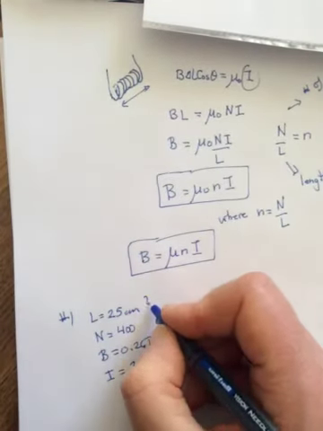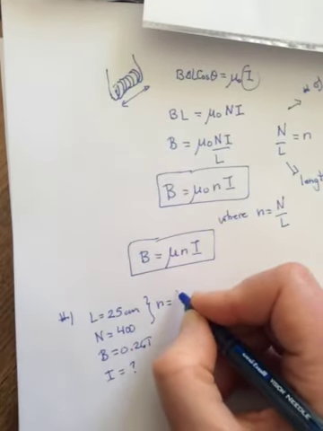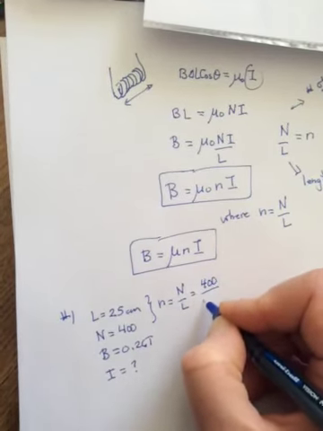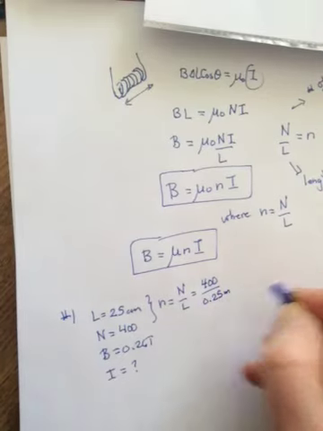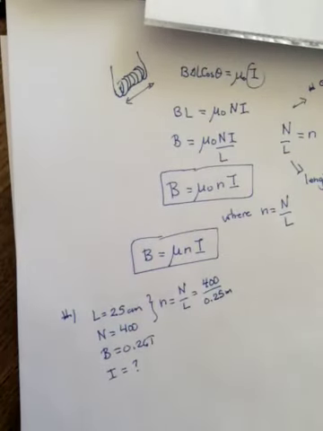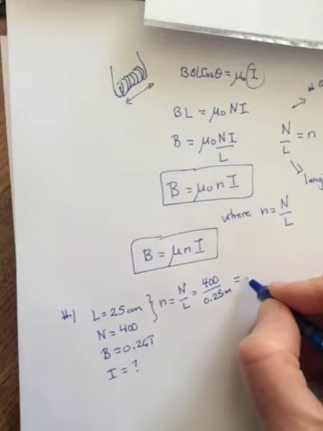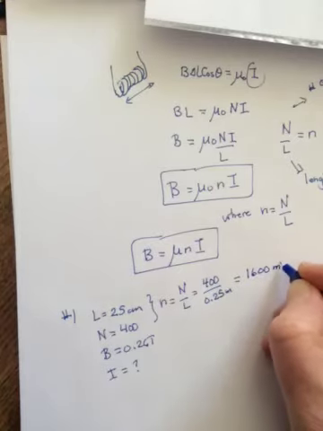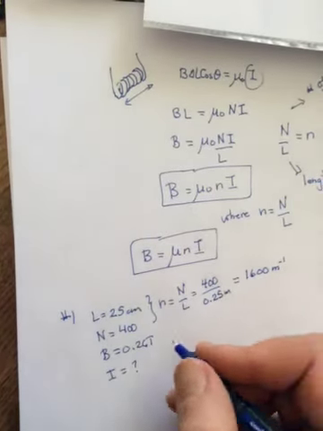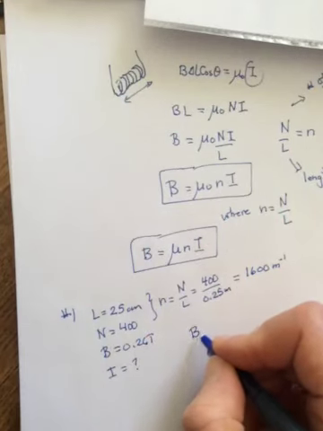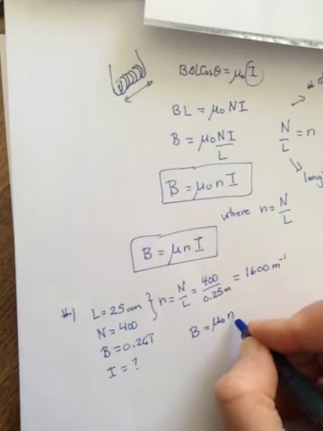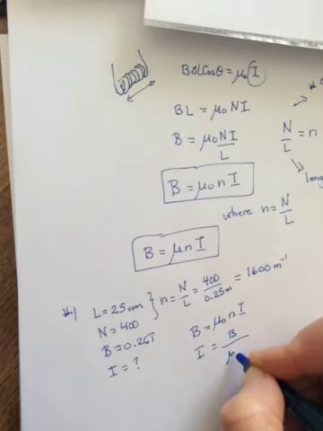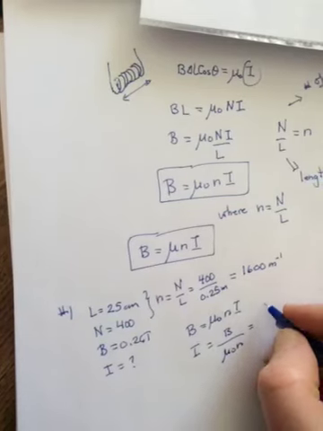What is I? So you might want to do first step, little n is equal to capital N over L. So 400 over 0.25 of a meter. Okay, and so you should get 1600 meters to the negative 1. Okay, and so then go to B is equal to mu O n I. So I is equal to B over mu O times n.